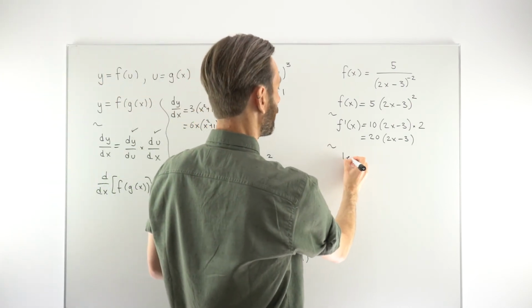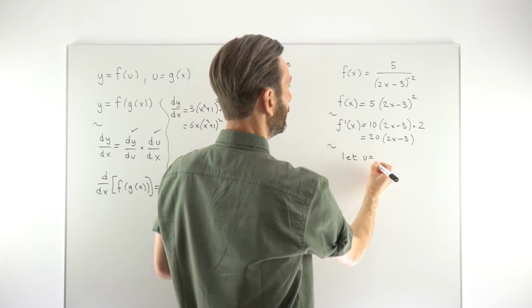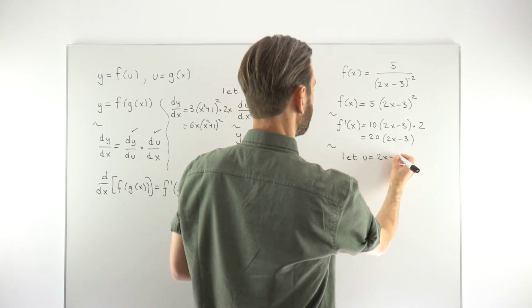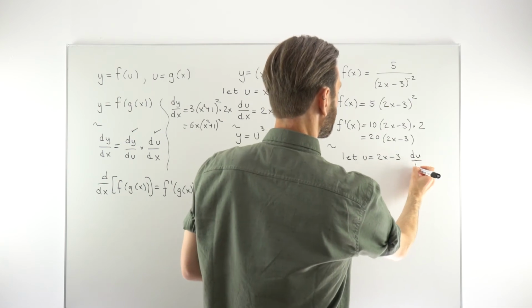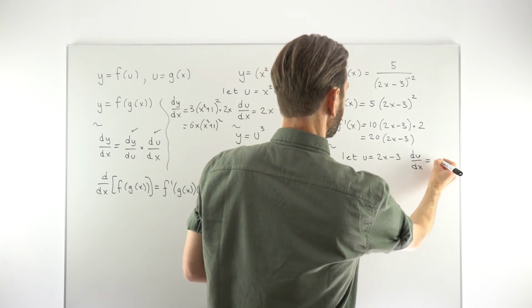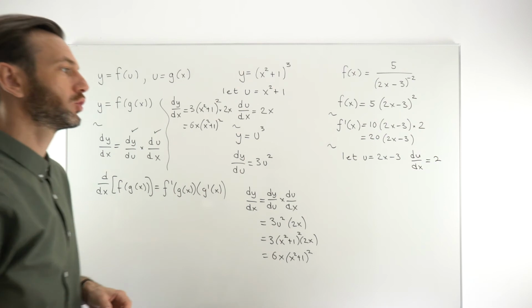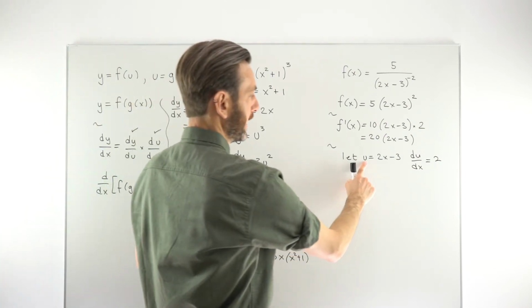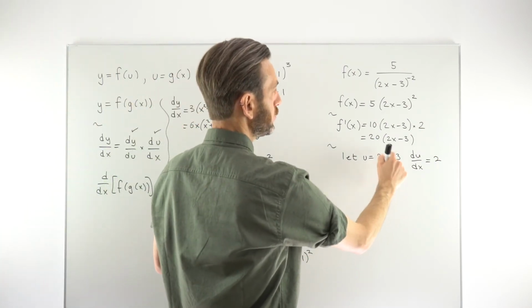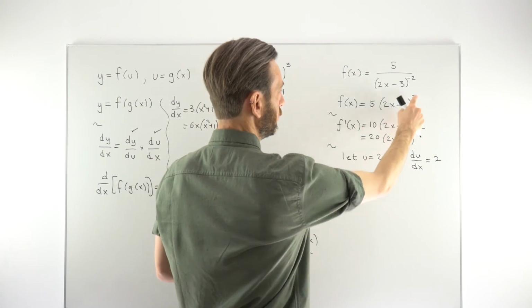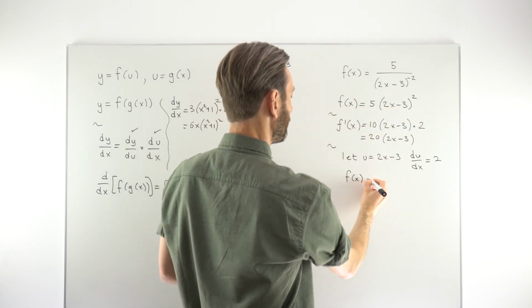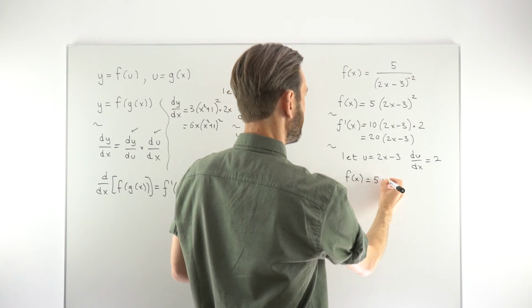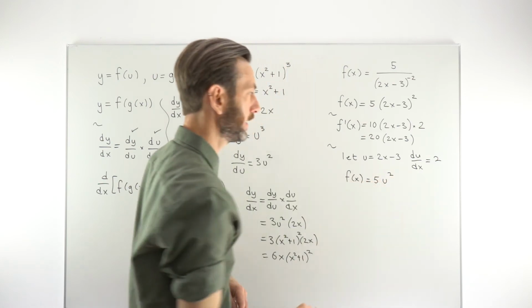So let's nominate our internal function to be u. So let u be 2x minus 3. That means that we can take du dx, the derivative of u with respect to x, which comes out to be just 2. Because we've nominated this thing here to be u, then this function is now 5u squared. So f of x can be rewritten as 5u squared, okay, like that.